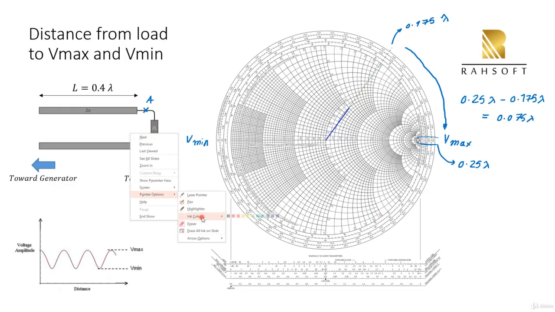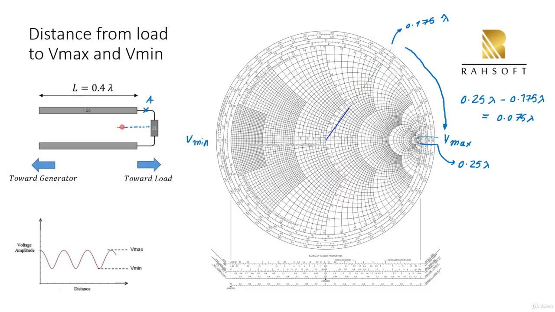So it means that let me just erase this part and show it in the same color actually. Here, if we move a little bit toward our generator, at this point we are going to have Vmax, the maximum amplitude, and this small portion here is going to be 0.075 lambda.